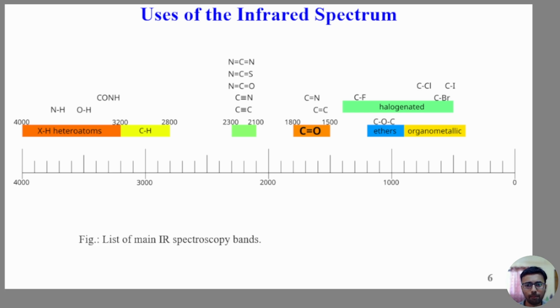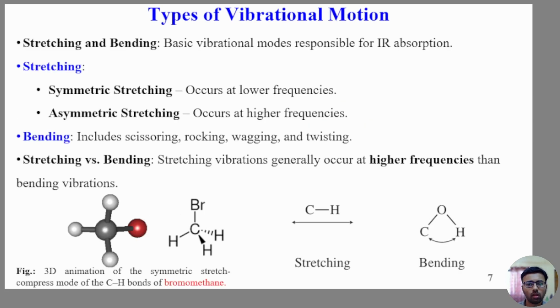What exactly is happening inside the molecule? How are the atoms moving to produce these absorptions? To answer that, we must understand the types of vibrational motion. Molecular vibrations can be broadly classified into two fundamental categories: stretching vibrations and bending vibrations. These two types of motion are responsible for nearly everything we observe in an IR spectrum. So let us start with stretching.